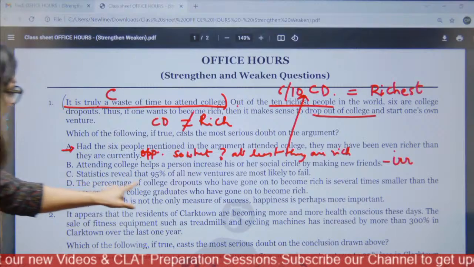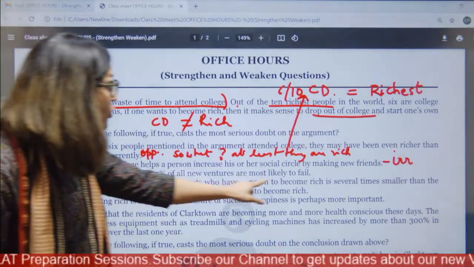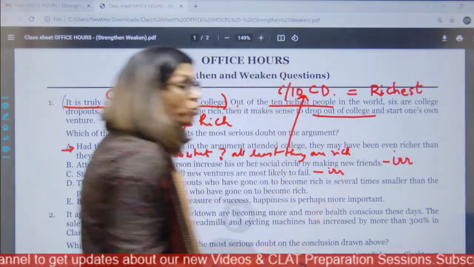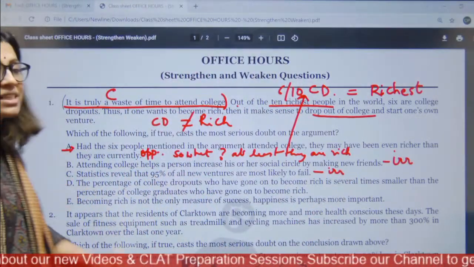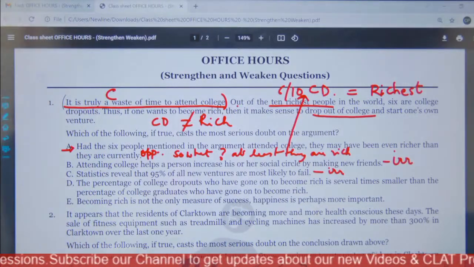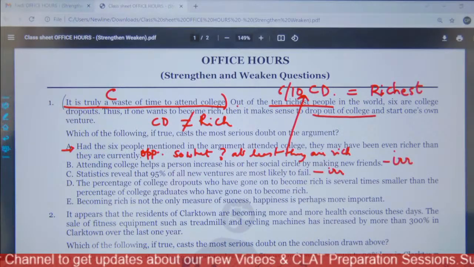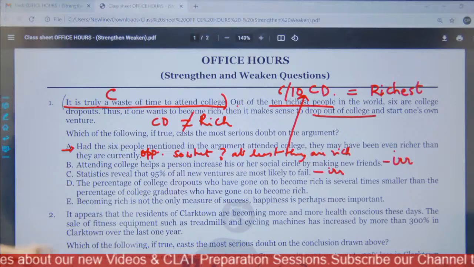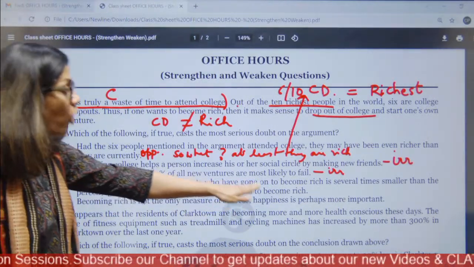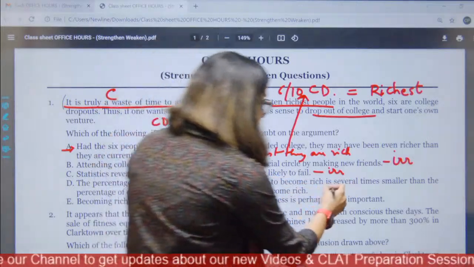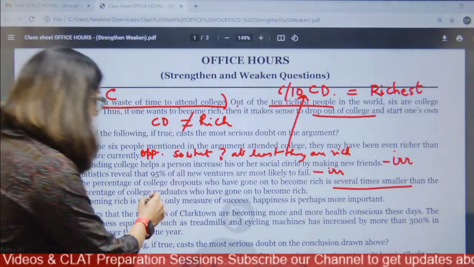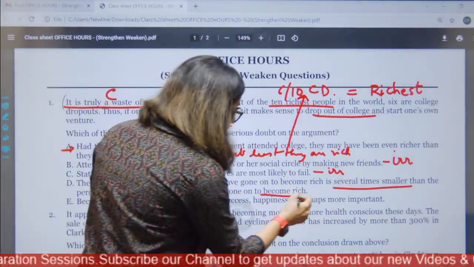Number 3, statistics reveal that 95% of all new ventures are most likely to fail. This is completely irrelevant. I'm sure all of you have been able to eliminate C as an option. If yes, say so in the chat box. D, the percentage of college dropouts who have gone on to become rich is several times smaller than the percentage of graduates who have gone on to become rich.